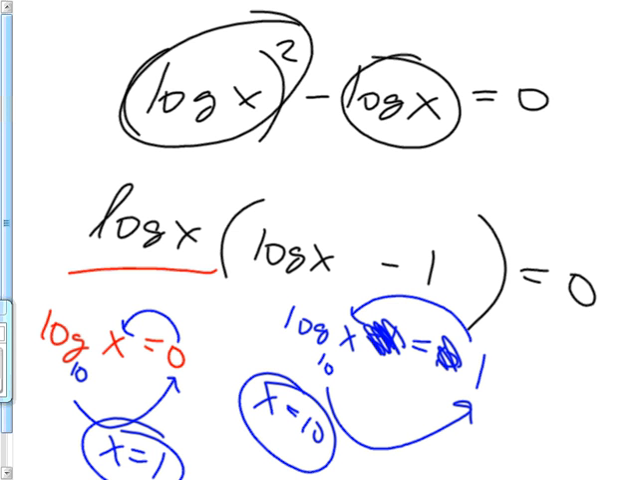Yes? Okay, where is the 1, though? The 1's not in the argument. So this is 10 to the power of 1. 10 to the power of 1 equals x.